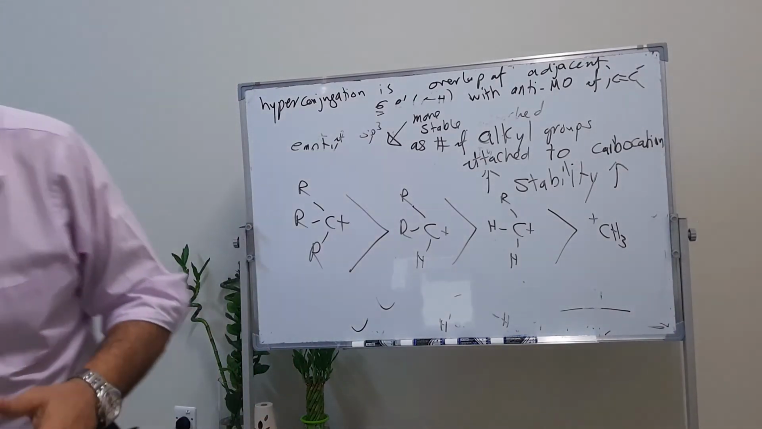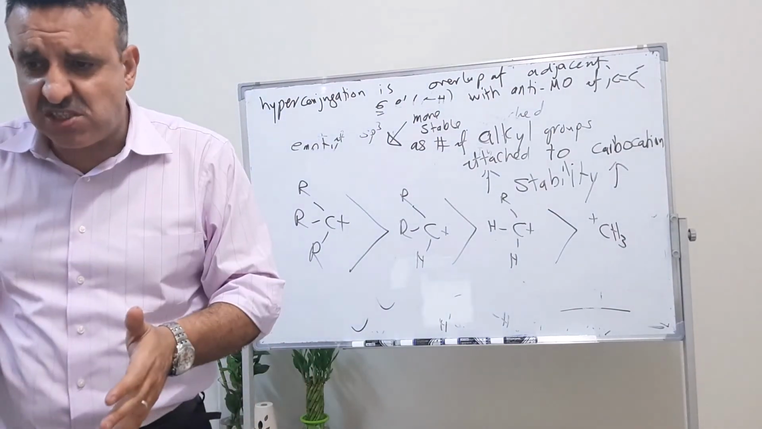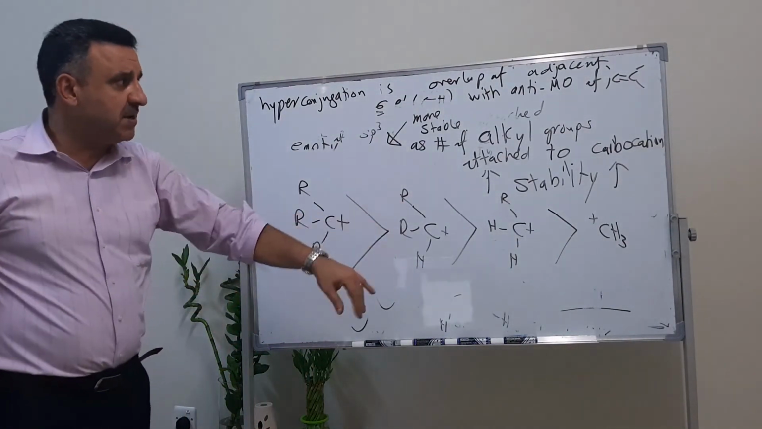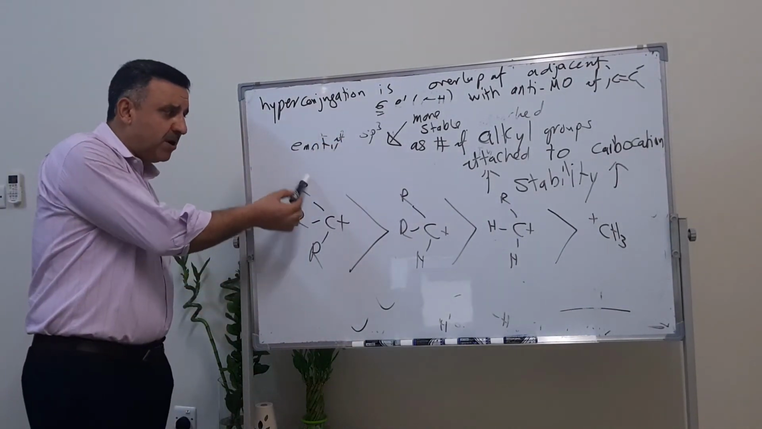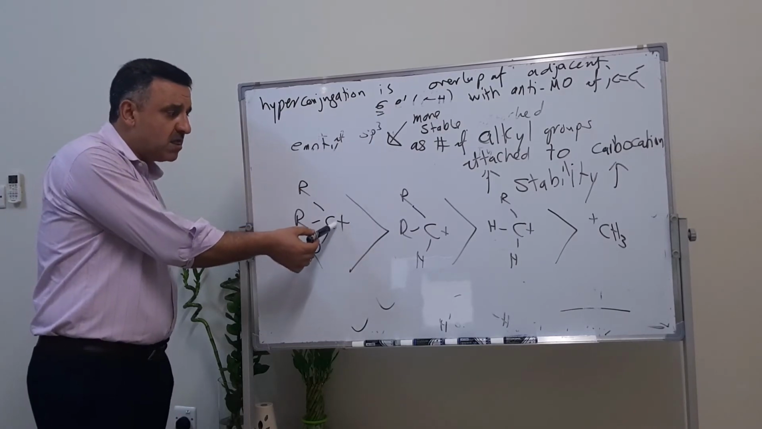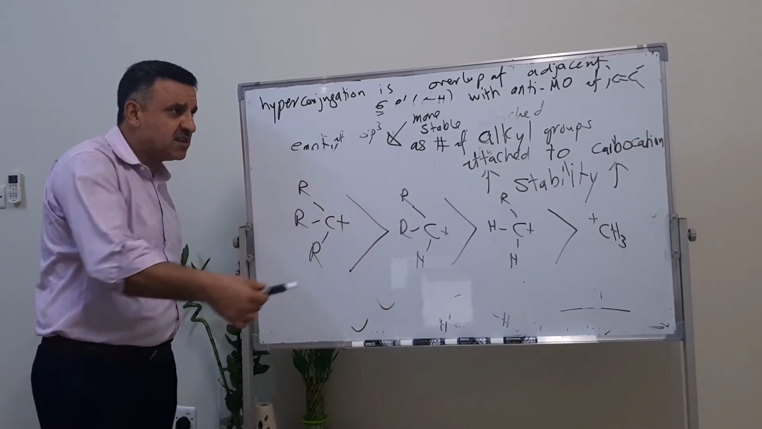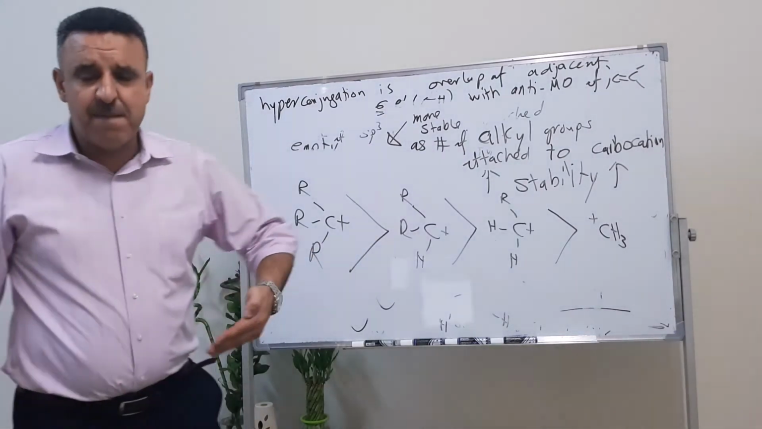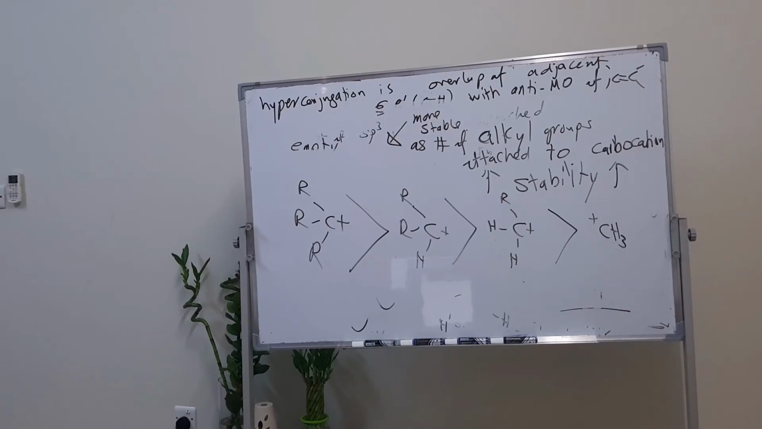So instead of discussing the whole topic twice, it's the same explanation. The explanation for this trend of stability is hyperconjugation. Hyperconjugation makes the sigma bond in here overlap with the vacant p orbital on the adjacent carbocation, and thus makes some sort of bonding, and thus more stability. Got it, guys? Is there any question? That's the most important thing. Is there any question?